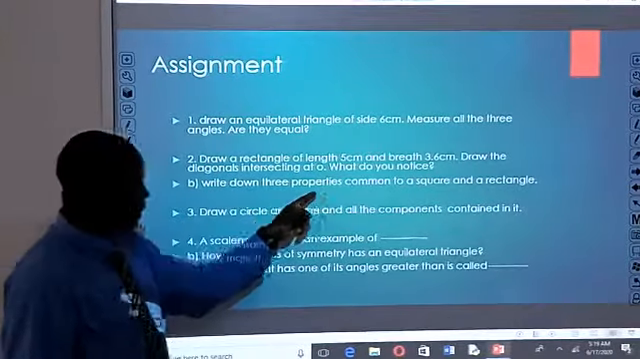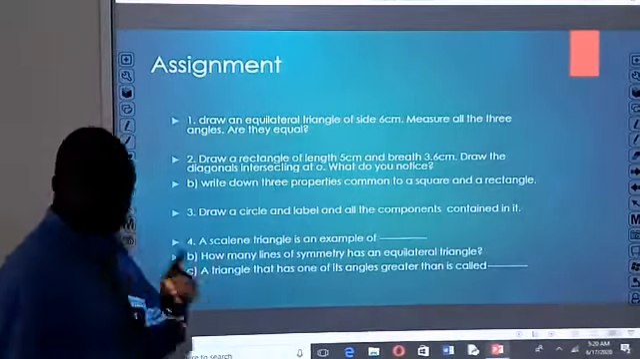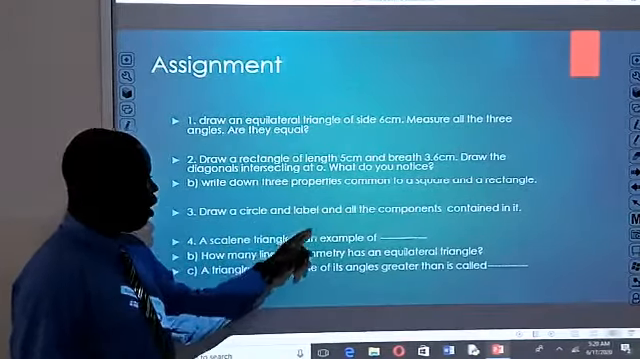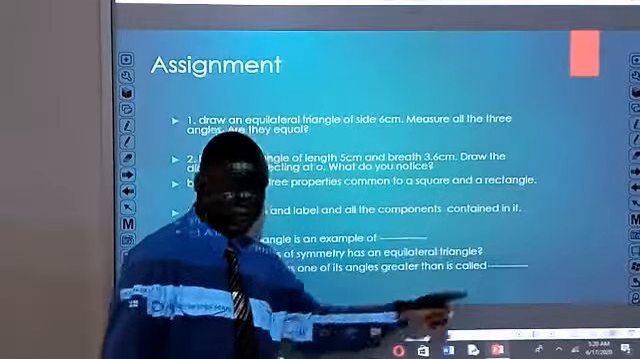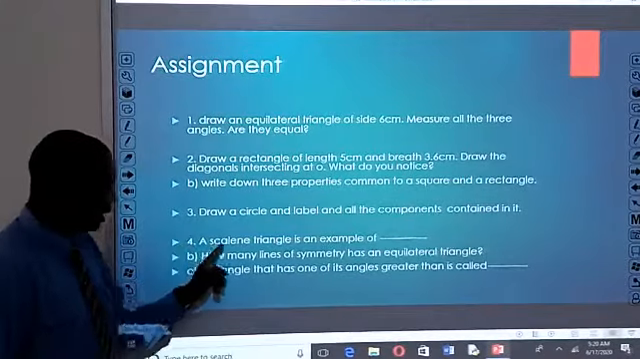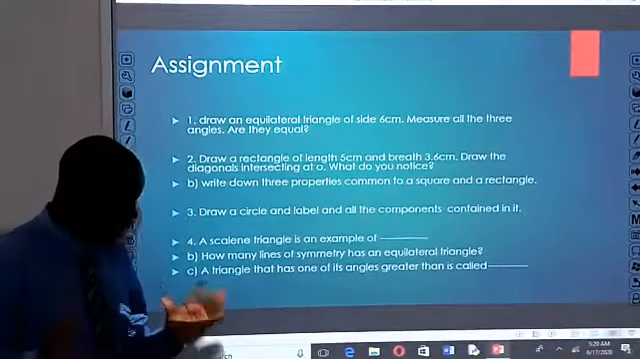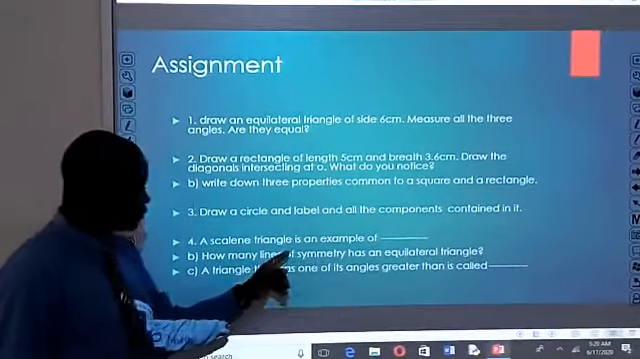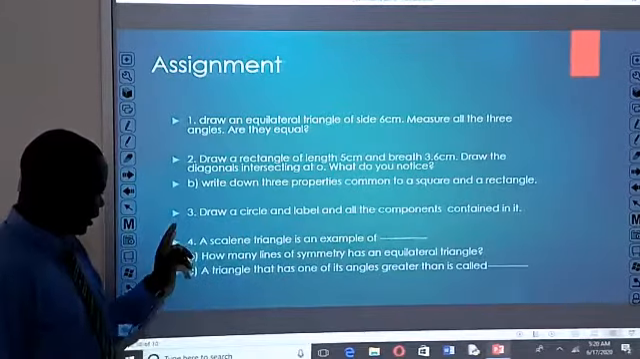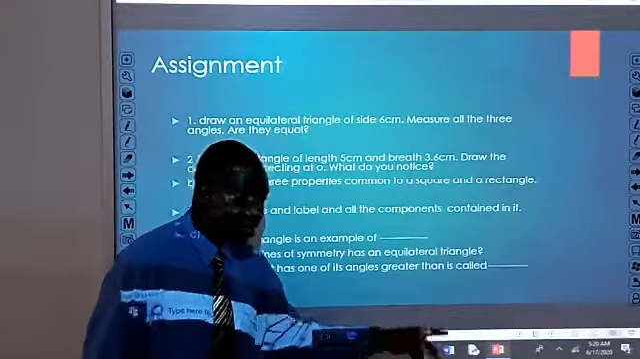Three, write down three properties common to a square and a rectangle. Please take note, you should be able to do that for me. Draw a circle and label all the components contained in it, just what I've just described for you. Then lastly, four, a scalene triangle is an example of dash. You should be able to tell me the actual answer there. How many lines of symmetry has an equilateral triangle? And lastly, a triangle that has one of its angles greater than 90 degrees is called what?